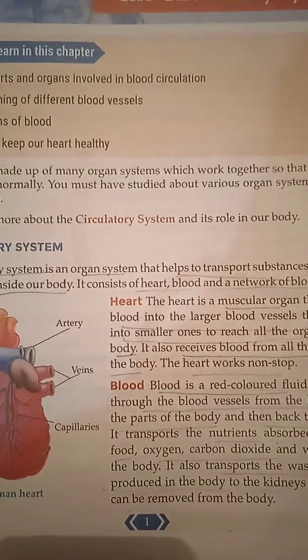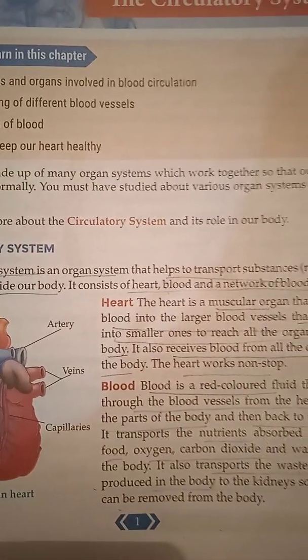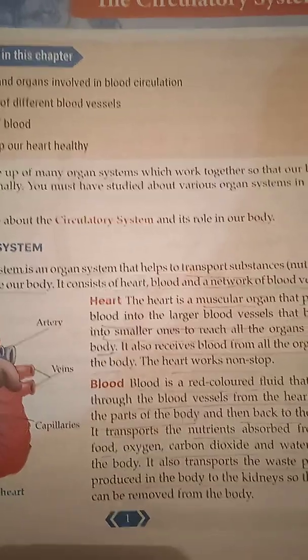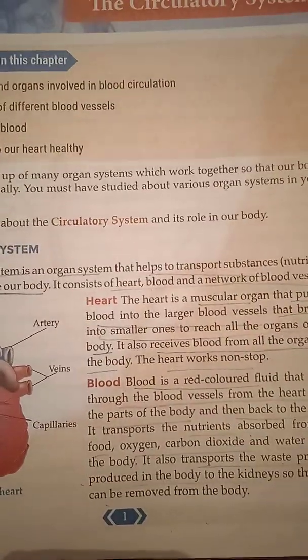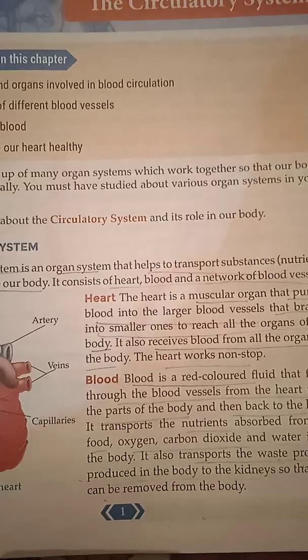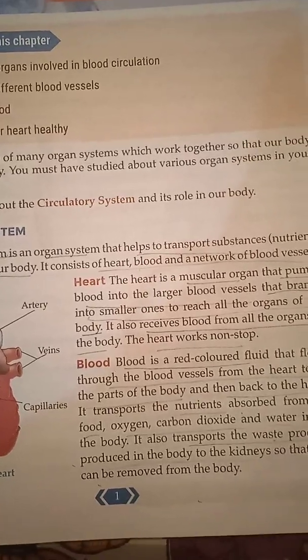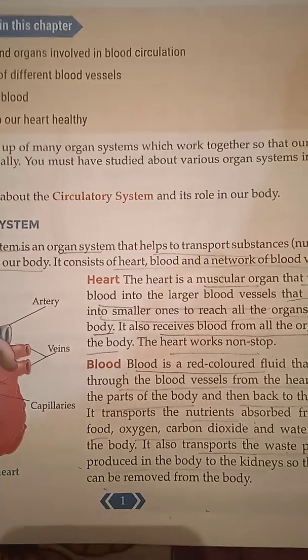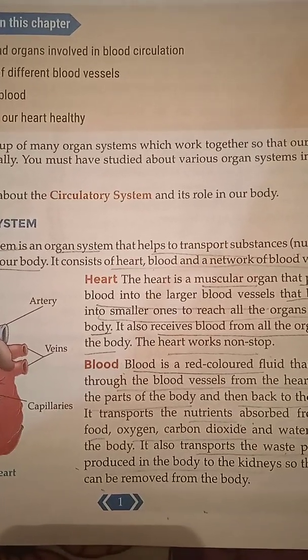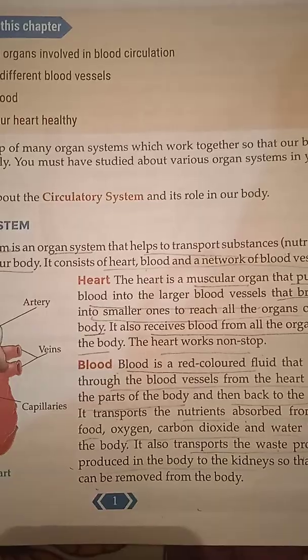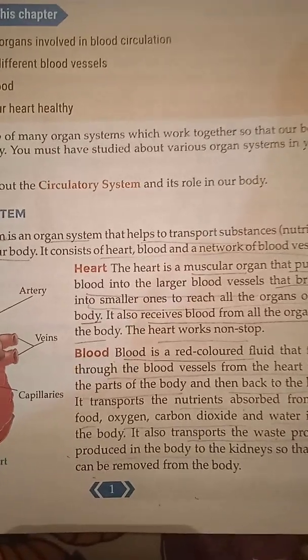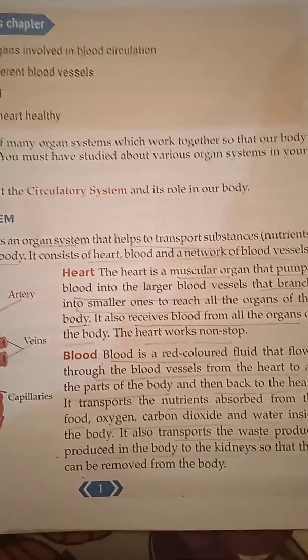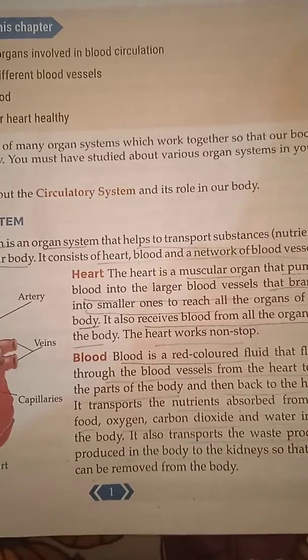Okay, when different cells join together they form tissues. When different tissues join together they form an organ. When different organs function together they form an organ system. Okay, and because of different organ systems, an organism is able to function properly. Okay, so this was the level of organization, whether it's in plants or animals or we human beings.